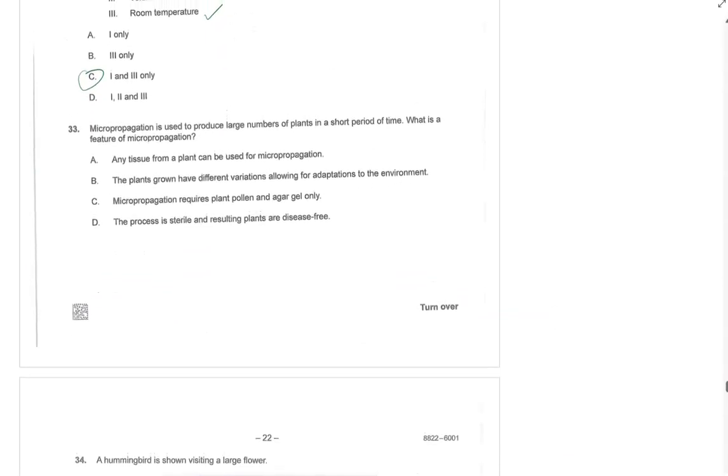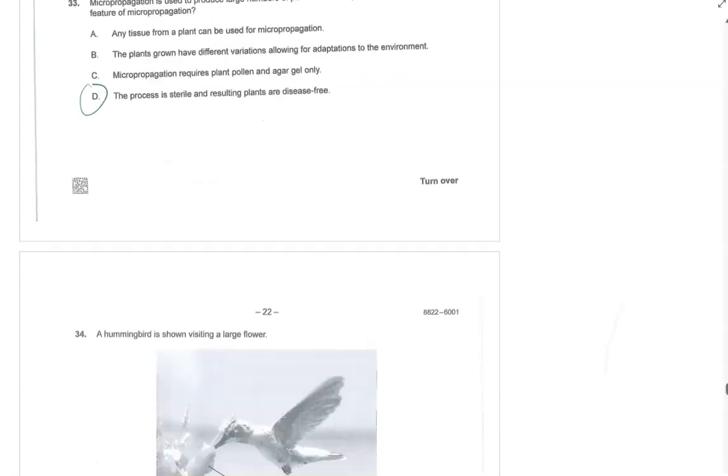Number 33, micropropagation is used to produce large numbers of plants in a short period of time. What is a feature of micropropagation? Again, I'm afraid this is factual recall, which is D. The process is sterile, and the resulting plants are disease-free.